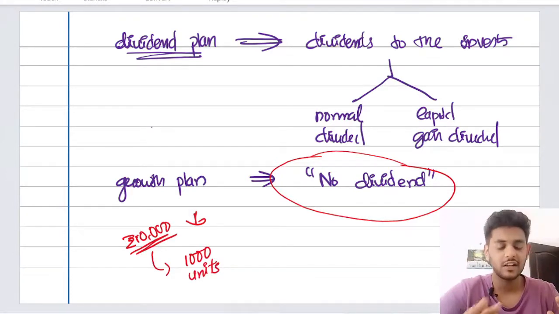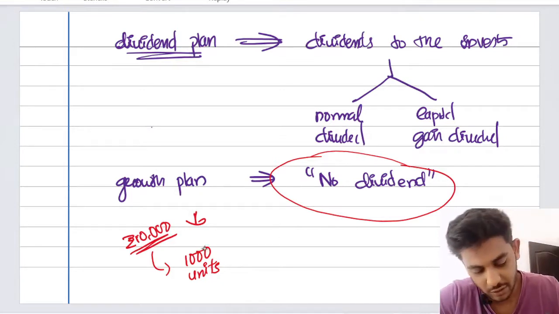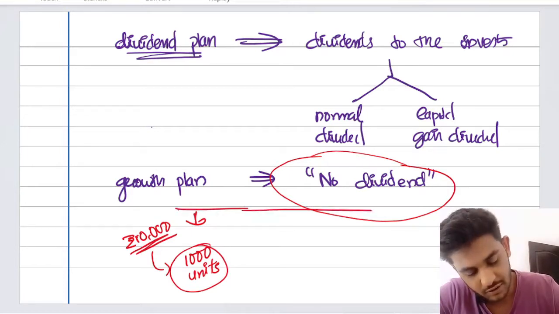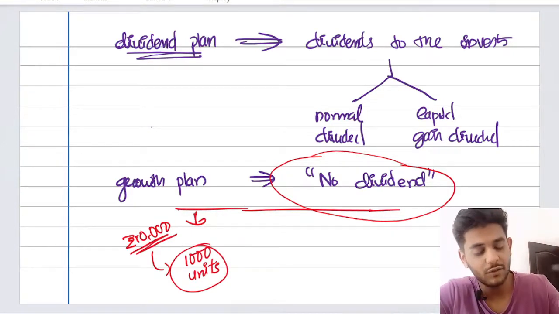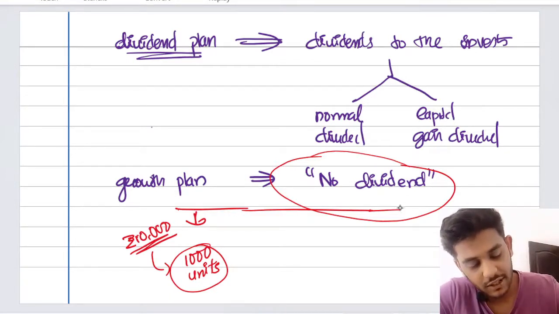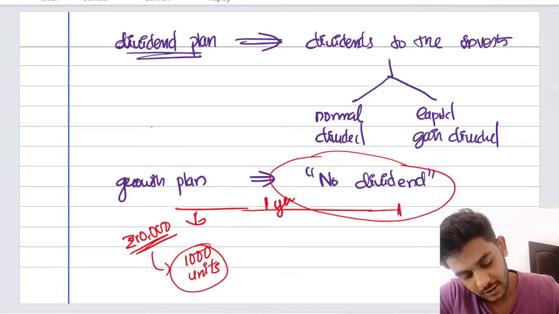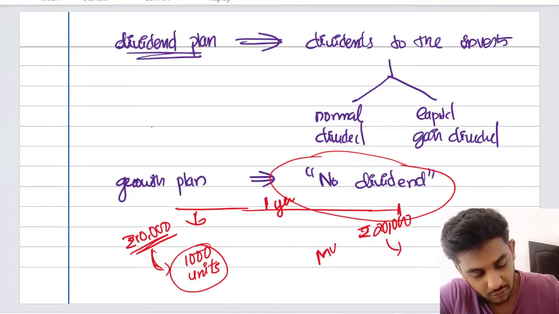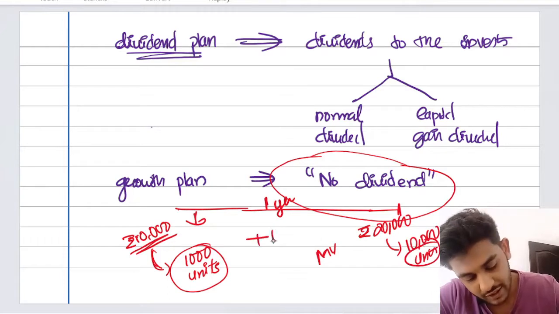It is like shares, but in mutual funds we call them units. By investing 10,000 you got 1,000 units of a mutual fund. It might be UTI mutual fund or Axis mutual fund or anything. And after 1 year, your investment will become 20,000. Means the market value of these units will become 20,000. So you gained 10,000 rupees here, right? This is your gain.